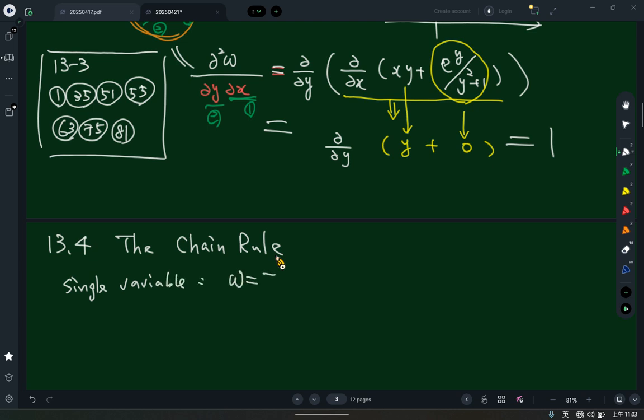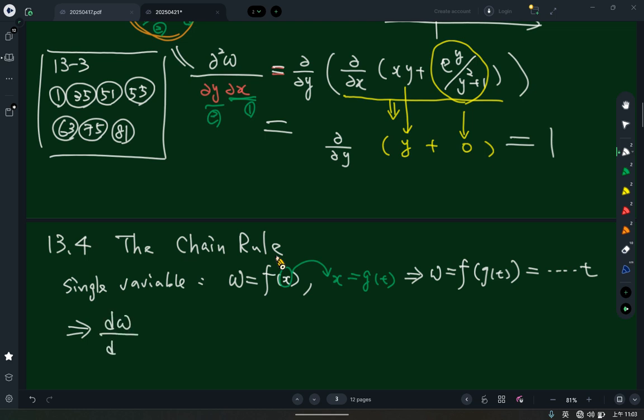if w is equal to f of x, then x is defined as g of t, right? So we know after composite, w could be f of g of t, then finally it will become a function of t, right? So if we want to calculate its derivative, we can calculate dw/dt, using the chain rule dw/dt, but with the temporary variable dx and dx here, right? So this is for single variable. If you just regard the differentials dx, dw, dt as variables, you can cancel them.